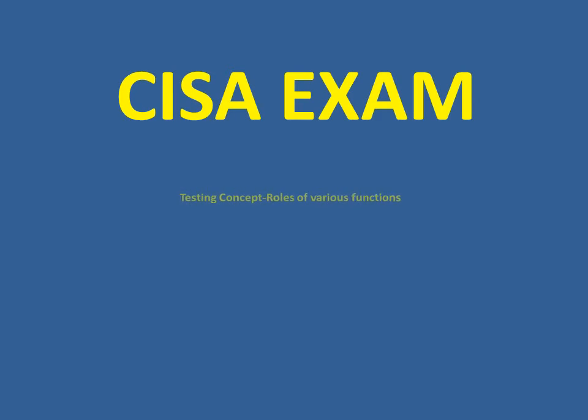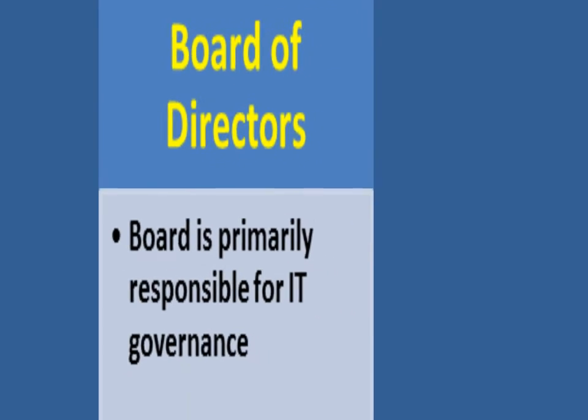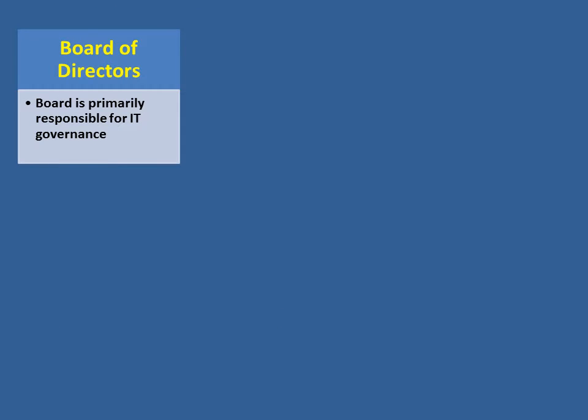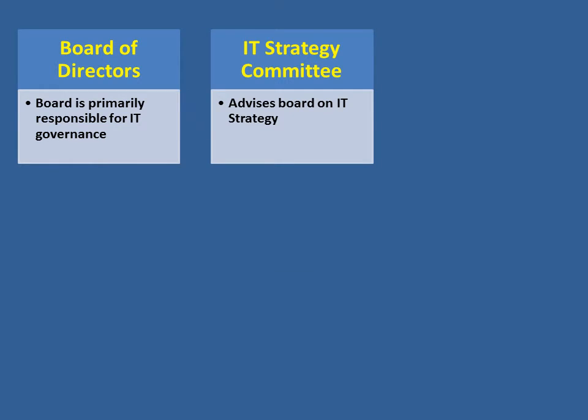In this short video, we will learn and understand roles of various functionaries. Very first function, Board of Directors. Board is primarily responsible for all the IT governance. Then we do have IT Strategy Committee. They advise board on IT strategy and new IT initiatives.